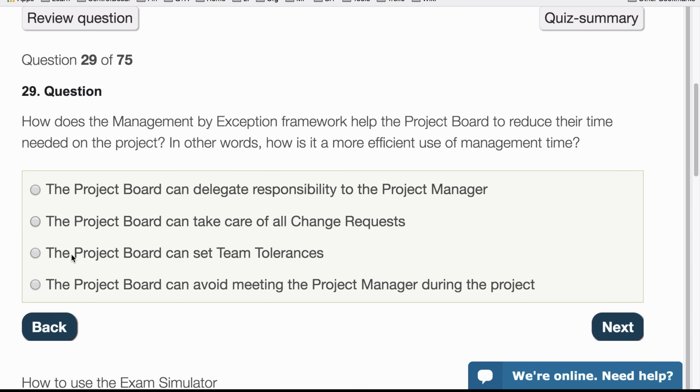any value here. The project board can set team tolerances. No, they can't. That's done by the project manager, so that statement is false as well. The project board can avoid meeting the project manager during the project. That's absurd. So the only one here that makes sense is this one here.